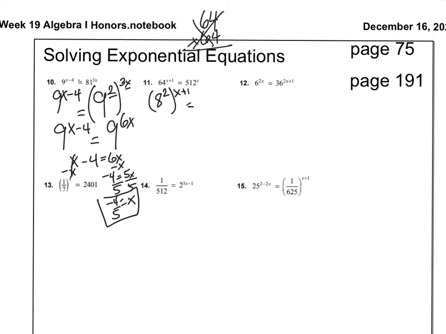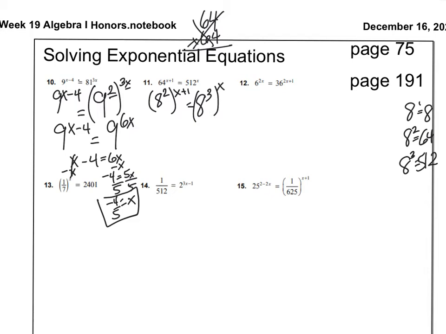Can I rewrite 512 as 8 to a power? 8 to the first power is 8. 8 to the second power is 64. 8 to the third power, isn't that 512? 8 times 4 is 32. 8 times 6 is 48, plus 3 more, that is 512. So I can rewrite 512 as 8 to the third power, and then it has the x out there.